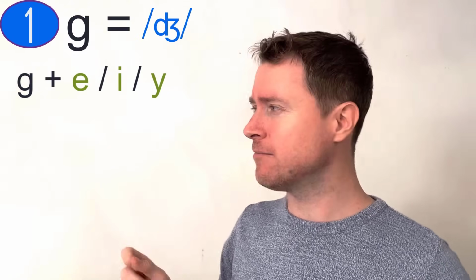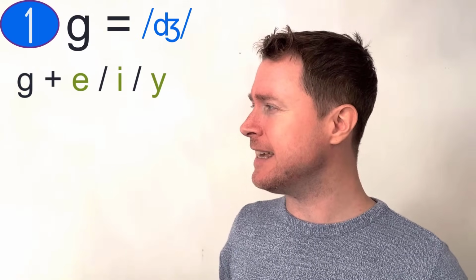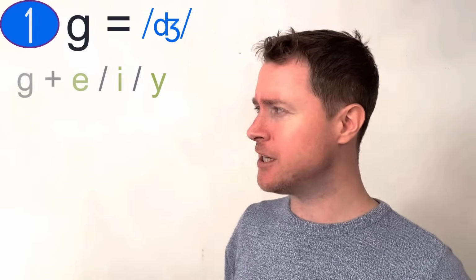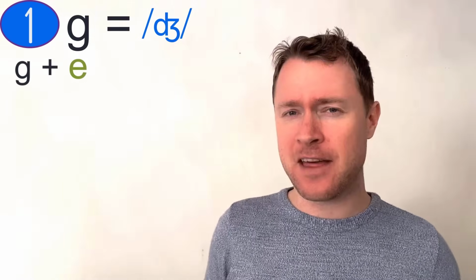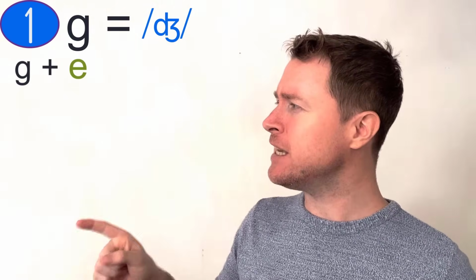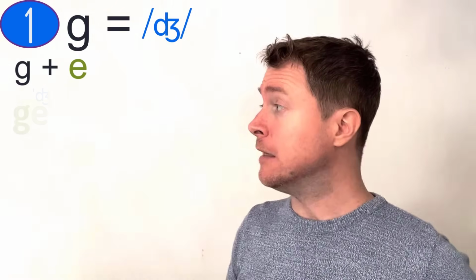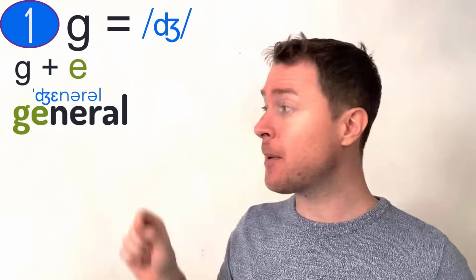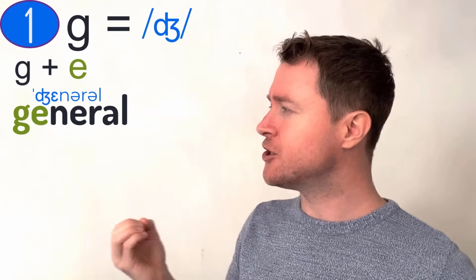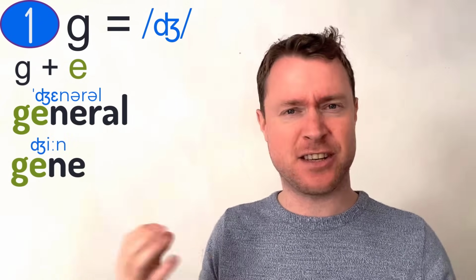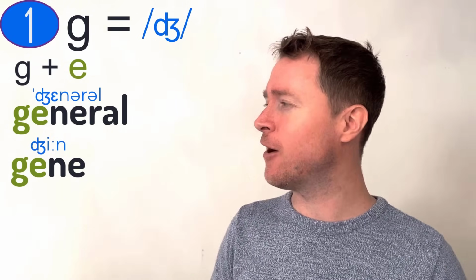Okay, let's start by having a look at G and E, G and I, and G and Y. So, G and E together. Can you think of any words with G and E? Words like general. If we're talking about G and E at the beginning of a word, general, or gene. Gene, as in it's in your genes, okay?